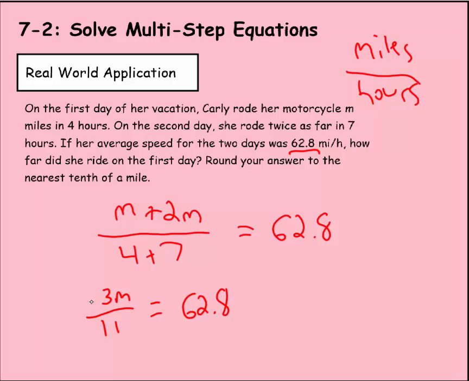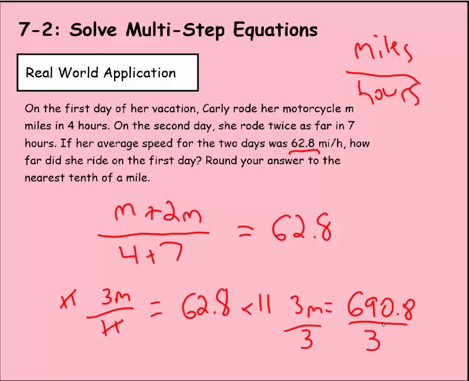To get rid of this division, we can multiply times 11 on both sides. These cancel out. 62.8 times 11 on my calculator gives me 690.8. So I have 3m over here equals 690.8. So if we want to solve for 1m, or how far she rode on the first day, which was just m miles, we can divide by 3.